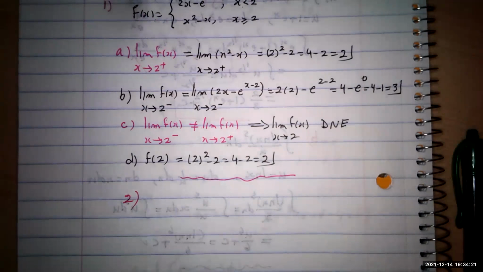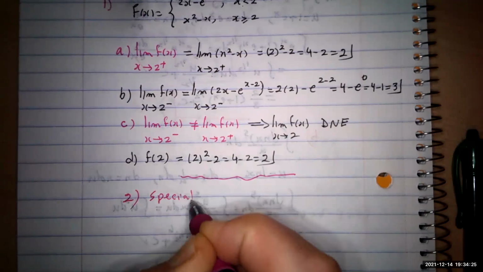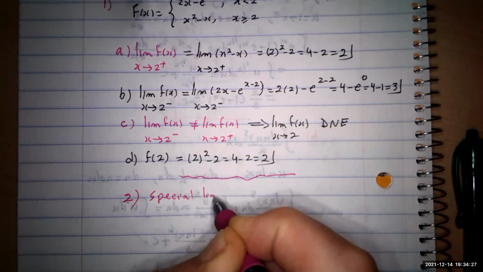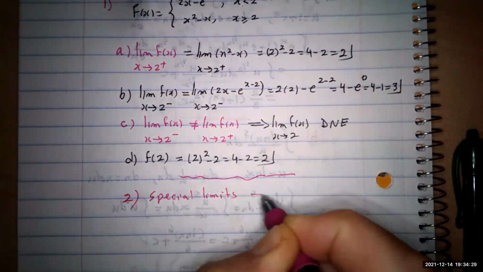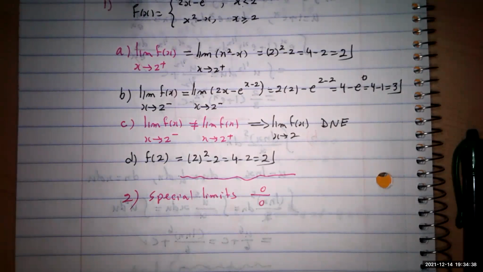Topic number 2 is special limits. Remember, these are the limits that we did at the beginning. Special limits means we try to find the limits and we get 0 over 0. 0 over 0 means they would have a common factor. Remember, you have to eliminate the common factor.